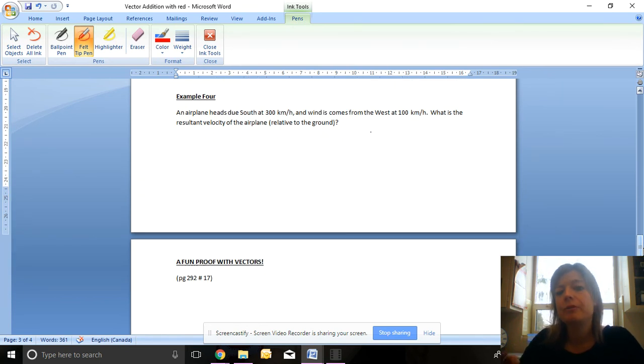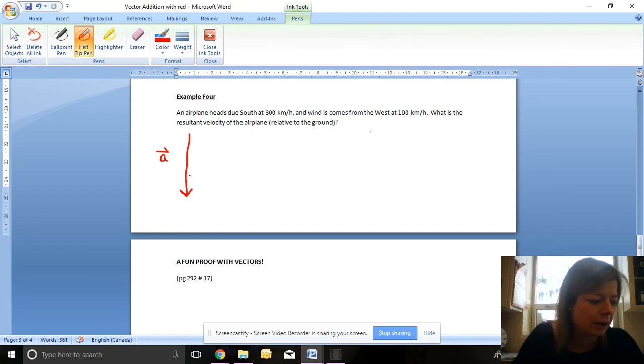One more, and the proof will be done in a separate video for tomorrow. So an airplane heads due south at 300 kilometers an hour. So we can represent that with a very straight vector. Okay, so we'll call that A for the airplane. And we'll say it's 3 long if you want to use a ruler. And the wind comes from the west at 100 kilometers per hour. So I could draw it here, but I want to use the triangle law. So I'm going to have the wind being right here.